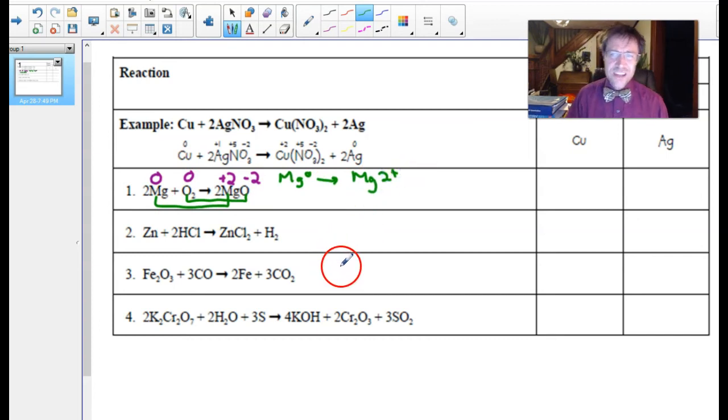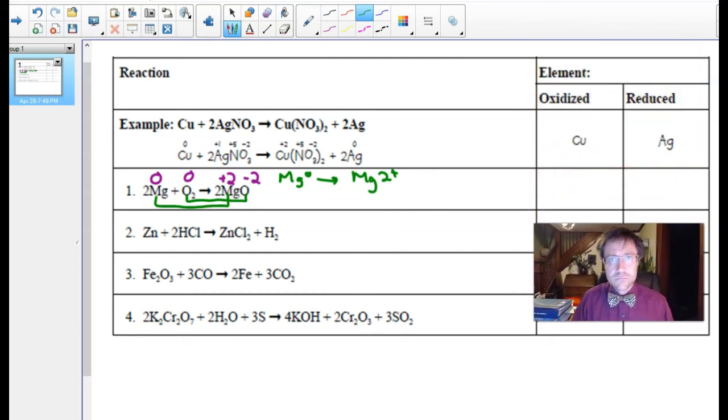So is that gaining or losing electrons? Well, you're right. That's going to be losing electrons. Oxidation. Now remember, these are the only ones that are oxidized or reduced. The stuff over here is when it's all done. So that is what happened there.